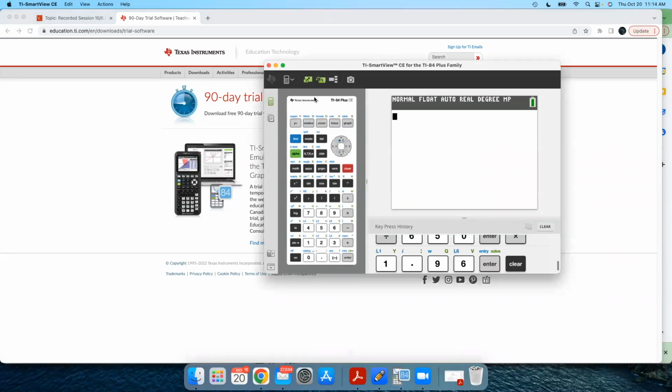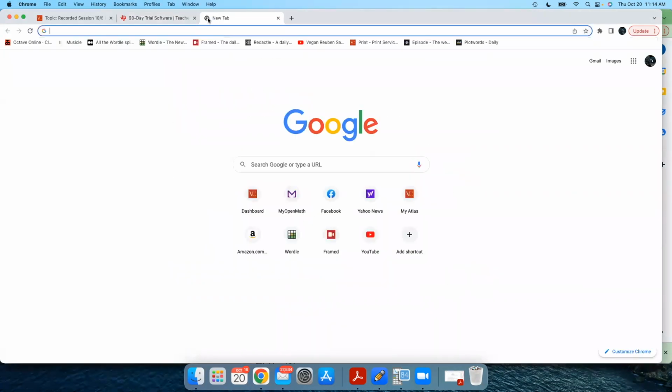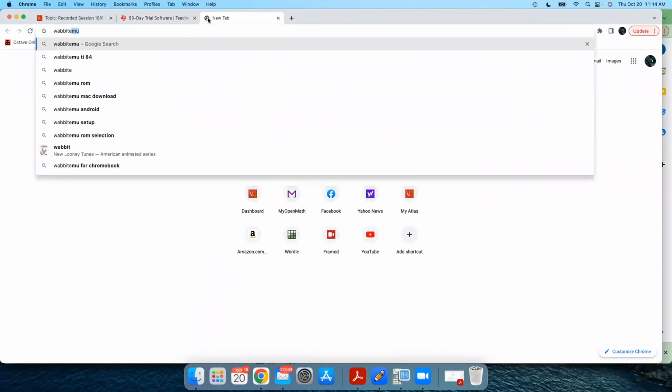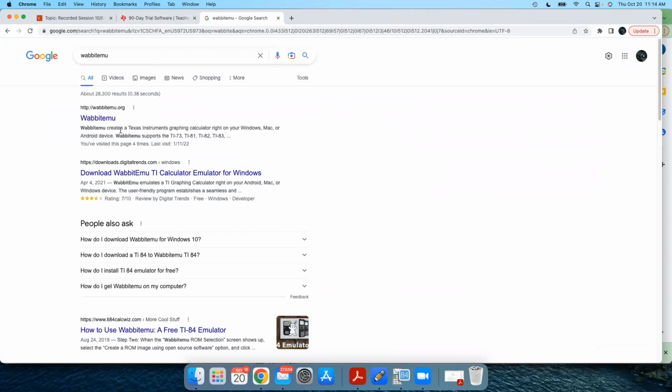You can also install this on your phone, Wabbit Emu. It's a free TI-84 emulator. I don't like it. I don't think it works very good. I don't love it. Let me put it that way, but it'll get you through. But you can't use that on the final. But at least you'll learn how to use the calculator doing that.